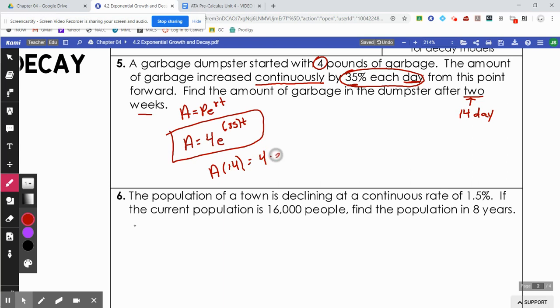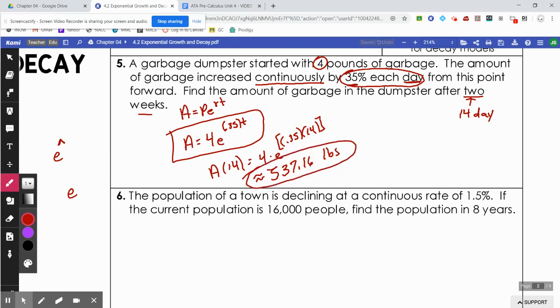So we're going to do 4 times E to the 0.35 times 14. If you type this in your calculator, make sure that you multiply these exponents first before you raise e to that power. There's actually an E button on most calculators. It'll either look like this or it'll be just a plain E. And you can use the caret to raise it to a power. When we type that into our calculator, we get 537.16 pounds. So we started with 4 pounds and we're increasing 35% each day. So we went from 4 pounds to over 500 pounds in just 2 weeks.